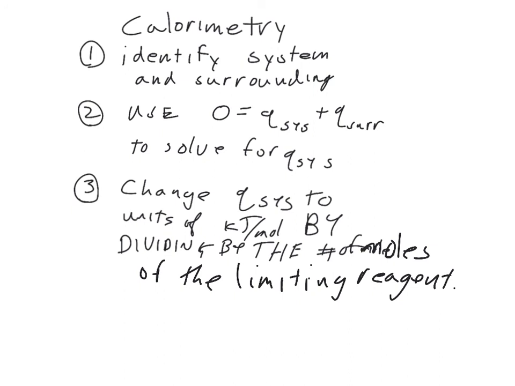Identify the system and the surroundings. Use 0 equals Q of the system plus Q of the surroundings to solve for the Q of the system. Change Q system to units of kilojoules per mole by dividing by the number of moles of the limiting reagent. That's how you should solve your calorimetry problems.